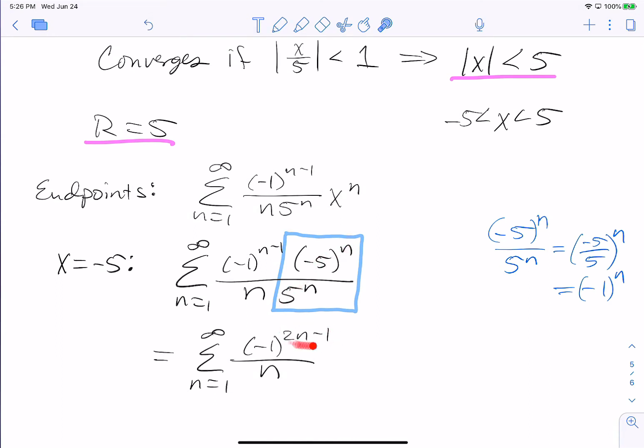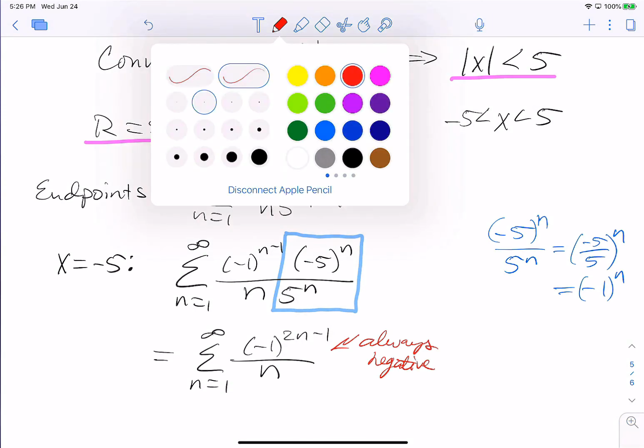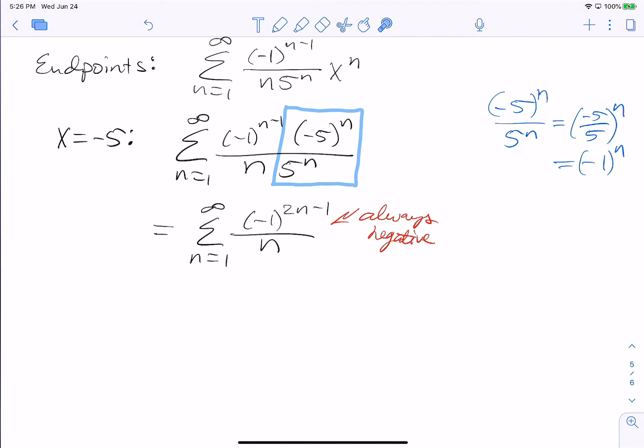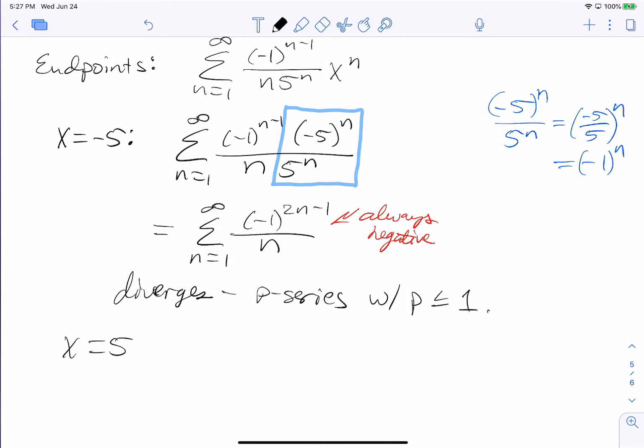2n minus 1 is an odd exponent. Folks, this numerator is always negative, which means it is not alternating. And this is a harmonic series. In other words, it's a p series with p equals 1. And so this diverges. It's a p series with p less than or equal to 1, and so it diverges. For x equals 5, I'd like for you to pause the video and see if you can come up with the convergence behavior for that endpoint.